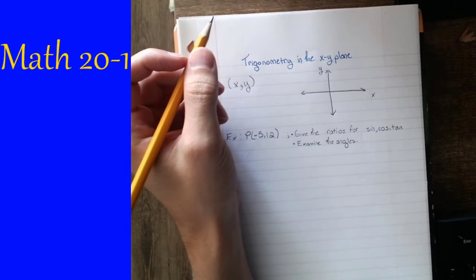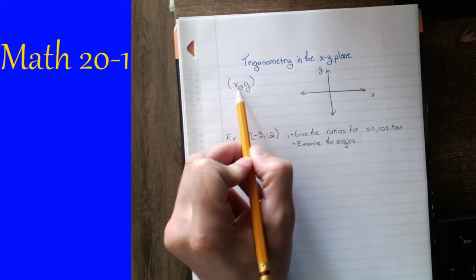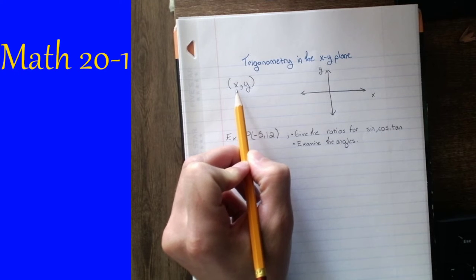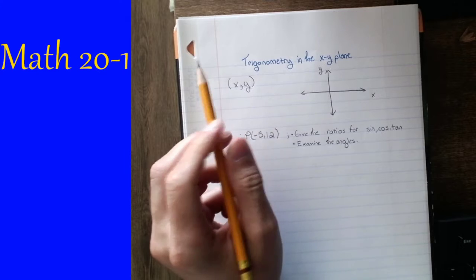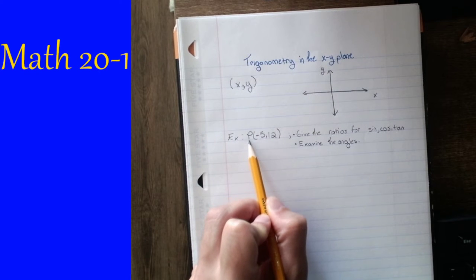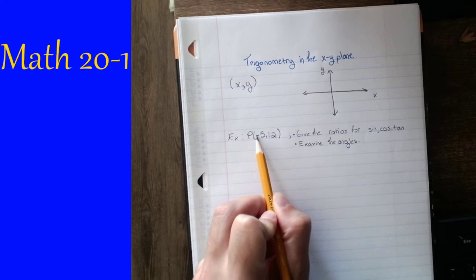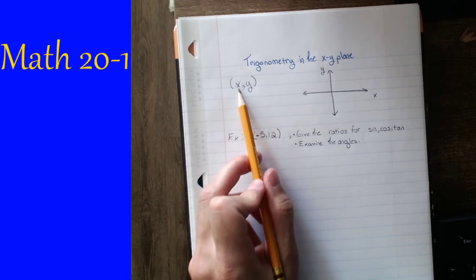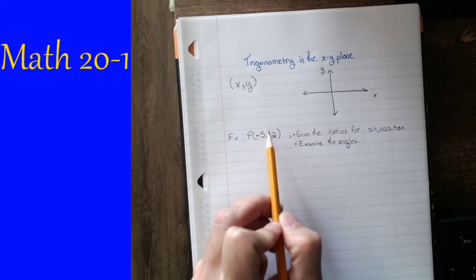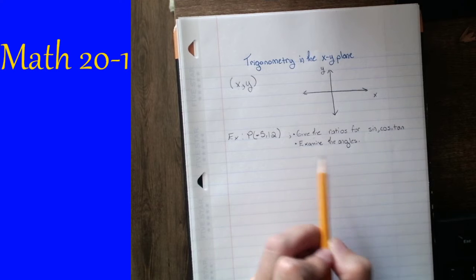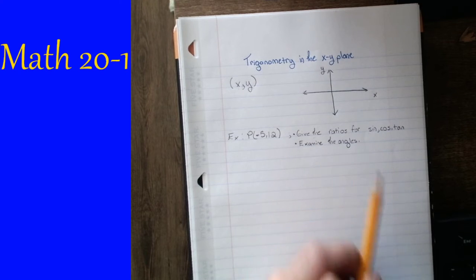Okay, so one thing we also want to keep in mind is the way that we state our coordinates, x comma y. For example, we have a point P that is -5 comma 12. So it's -5 in the x, 12 in the y, and we want to give the ratios for sine, cosine, and tangent. And also, we're going to take a look at the angles.